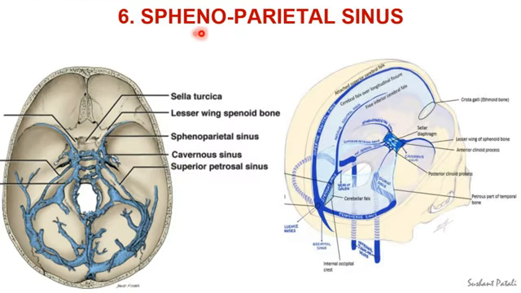Coming to the sphenoparietal sinus. The sphenoparietal sinuses are situated along the undersurface of the posterior border of the lesser wings of the sphenoid bone, and they drain directly into the cavernous sinus. Each of these sphenoparietal sinuses occasionally receives the frontal trunk of the middle meningeal vein and also anterior temporal diploic veins.